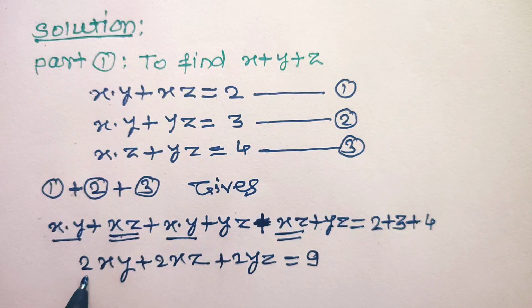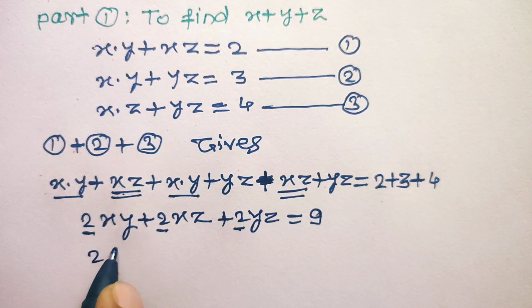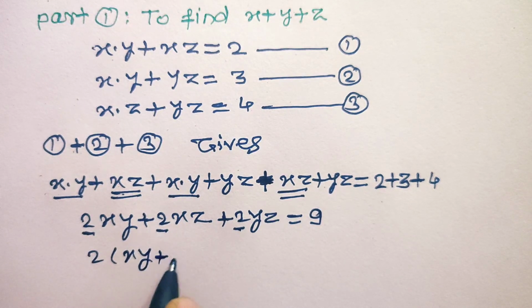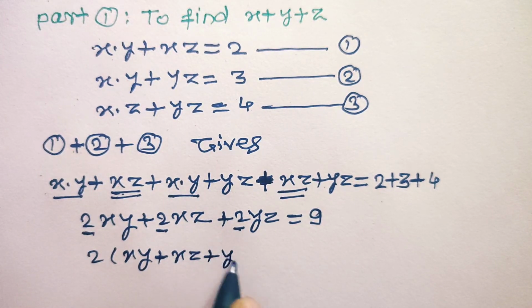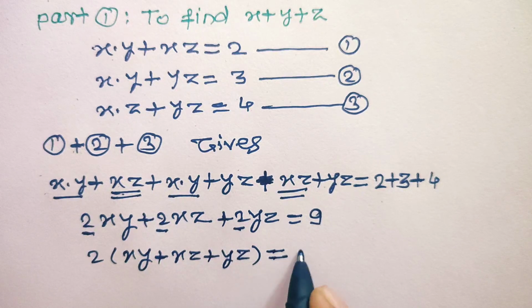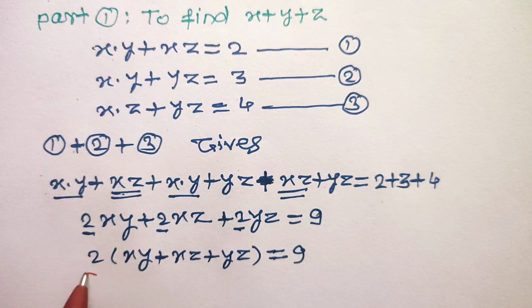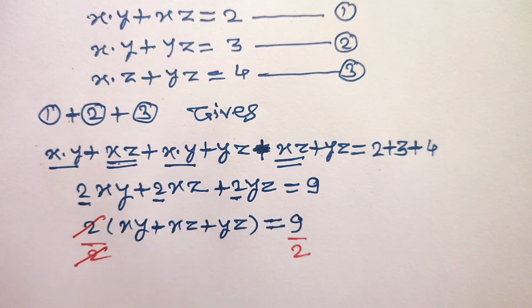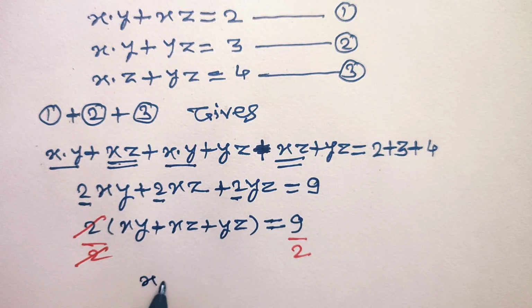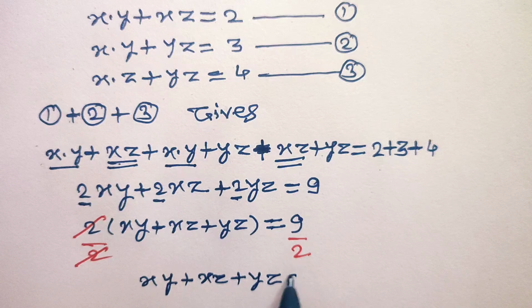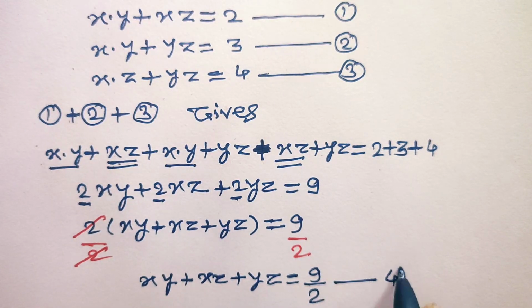Now taking 2 common from each term on the left hand side, this gives 2 times (xy + xz + yz) equal to 9. Divide left hand side by 2, divide right hand side by 2. This 2 cancels with this 2. Hence we can write xy + xz + yz = 9/2. And now consider this is equation number 4.